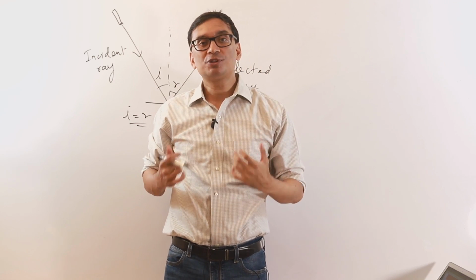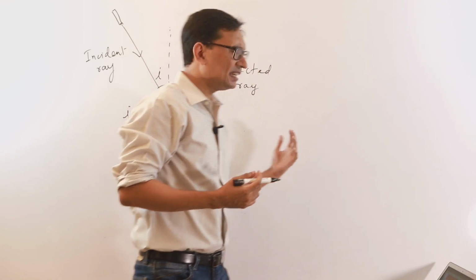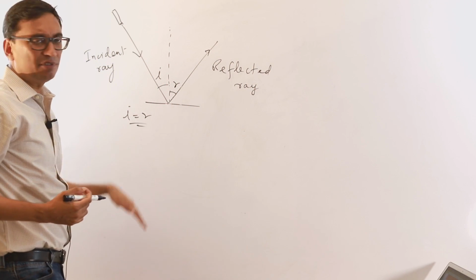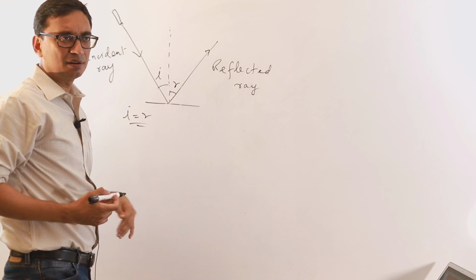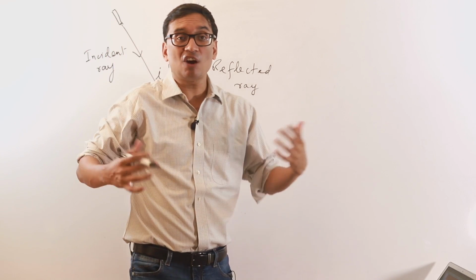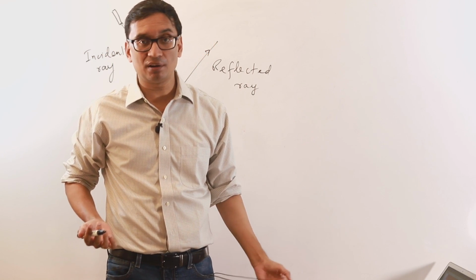Now we'll move to something more interesting. Here the reflection was from a plane mirror. Now, what happens if we don't have a plane mirror? We have a different kind of mirror. The question is, what kind of mirror?